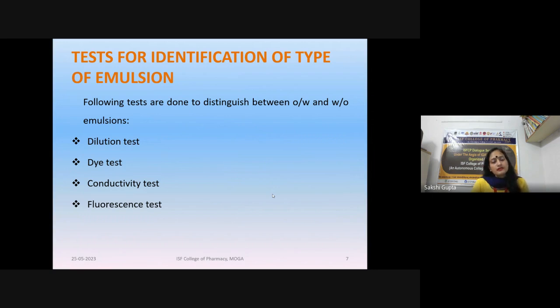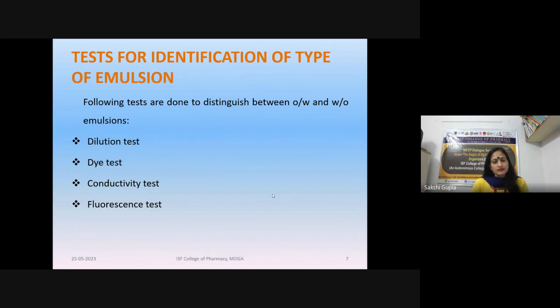By passing the electricity through the emulsion, the bulb should be switched on. If the bulb is switched on, that means water is in the continuous phase, that is passing the current, right? That means our preparation is oil in water type, and vice versa.